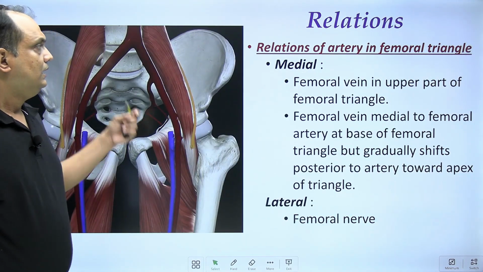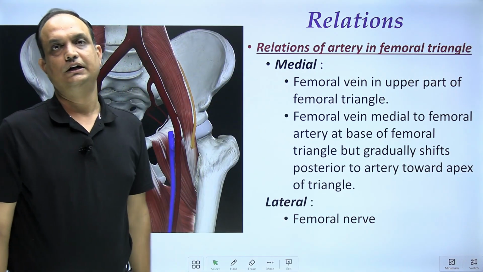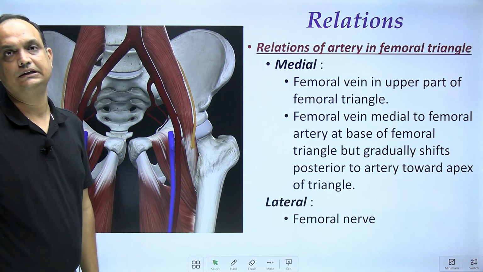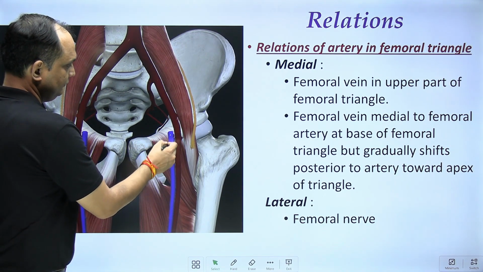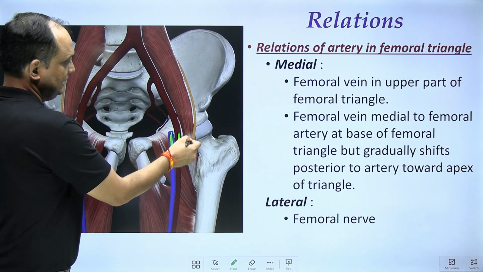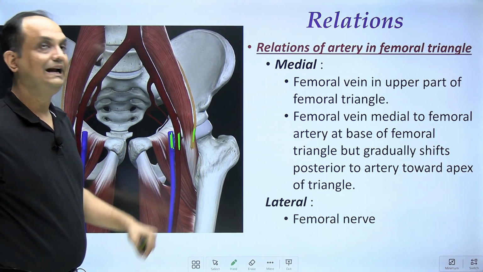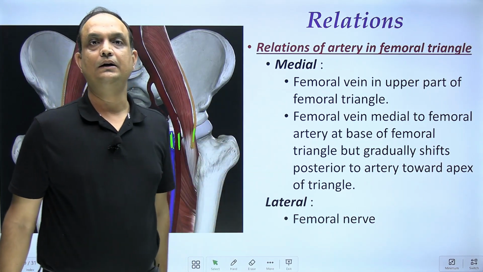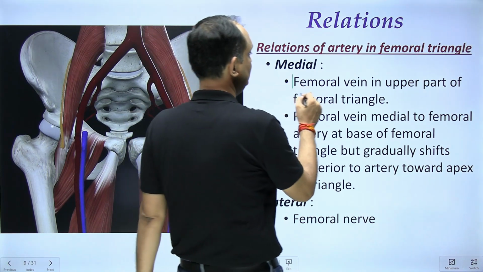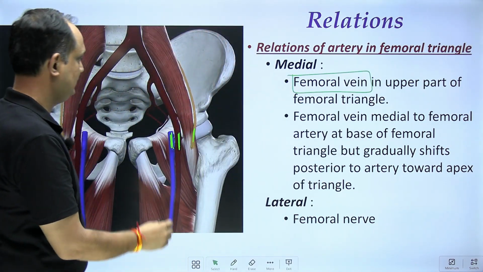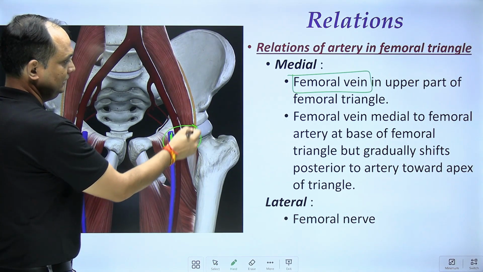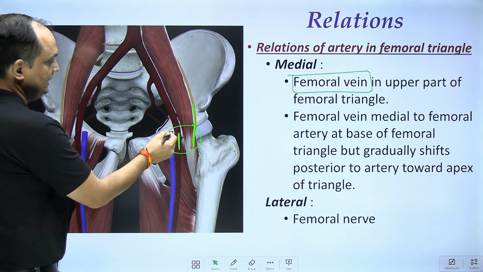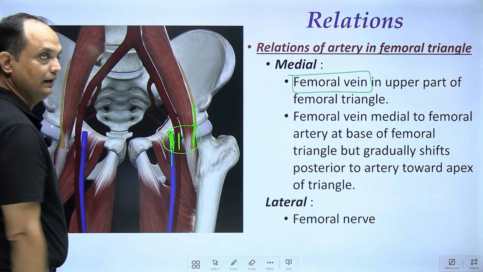Clear? Now what are the medial relations of the artery? We know that there are three structures present in the thigh. From medial to lateral you have the vein, then the artery, and then the nerve. So the nerve lies lateral to the artery. But when we are talking about medial to the artery in the upper part, it is related with the femoral vein. Clear? So what is the relation of the artery in the upper part? Laterally you have the femoral nerve, which is outside the femoral sheath, and medially it is related with the femoral vein. Clear?